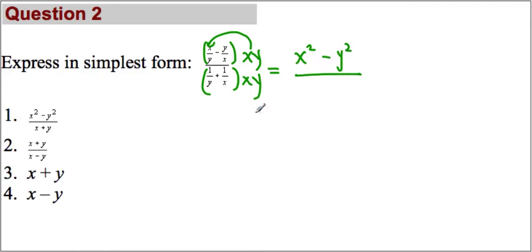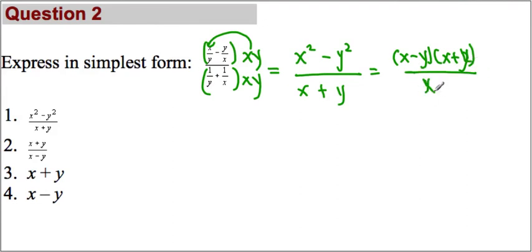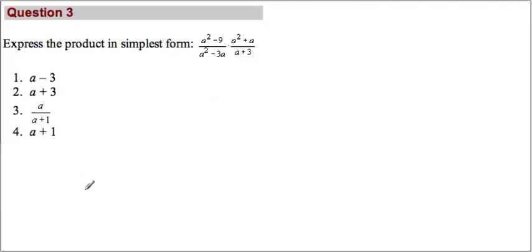How about the denominator? Here y's cancel out, we only have x left, plus x's cancel out, we only have y left. But notice that we can factor the numerator one more time. Here we get x minus y and x plus y. And on the denominator we have x plus y. So canceling these two things out, we are left with x minus y, which is choice 4.